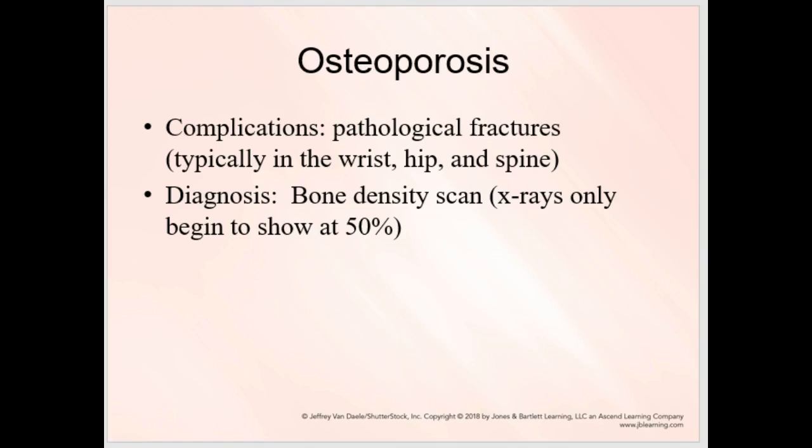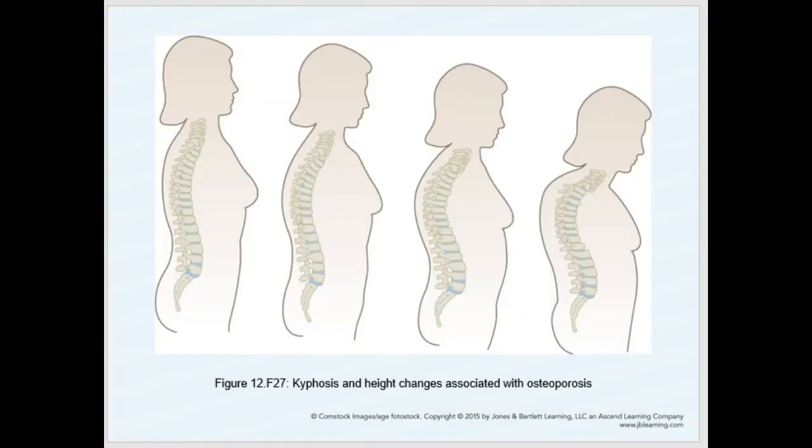X-rays only begin to show bone density loss at 50% or greater. That's why patients have to go for the bone scans, especially at menopause and later, because you can't see it on X-rays until you've lost 50%, and then it's like too late. Okay, so once again, not doing a lot of diagnoses, but I think that one is important. And here's that increase in the kyphosis that we spoke about with the progression of osteoporosis.